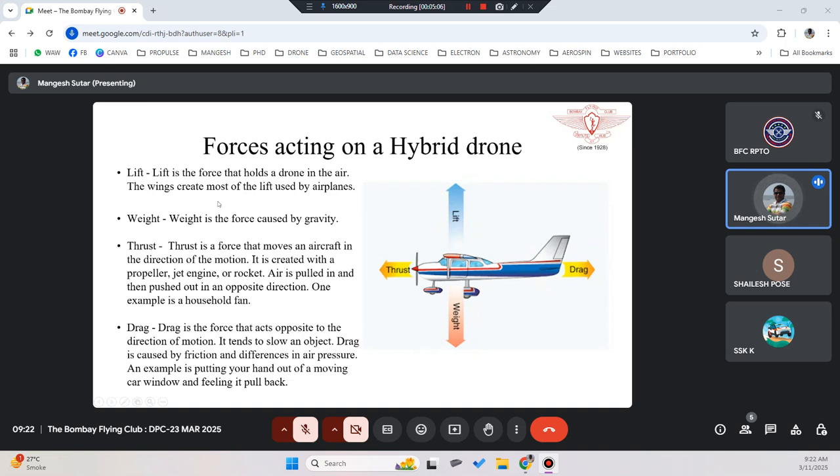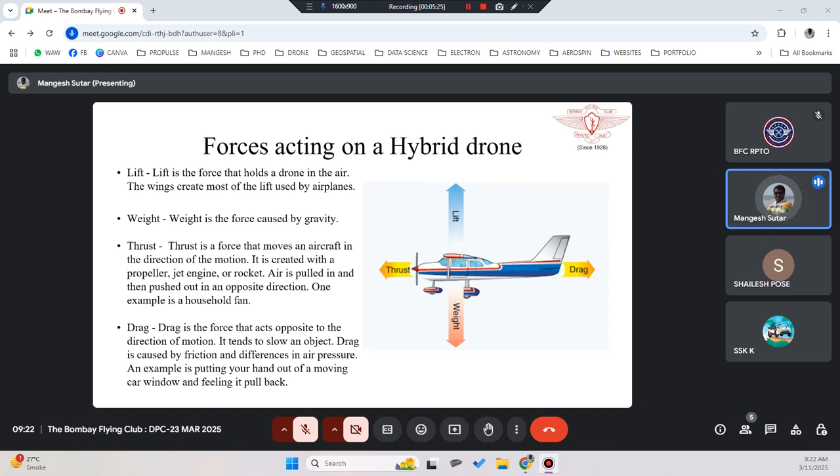Now again, when we talk about the forces acting on the hybrid drone, since it is similar to the aeroplane, we said the lift is the force that holds the drone in the air. The wing creates most of the lift used by the airplane. Weight is nothing but the force caused by gravity. Thrust is the force that moves an aircraft in the direction of the motion.